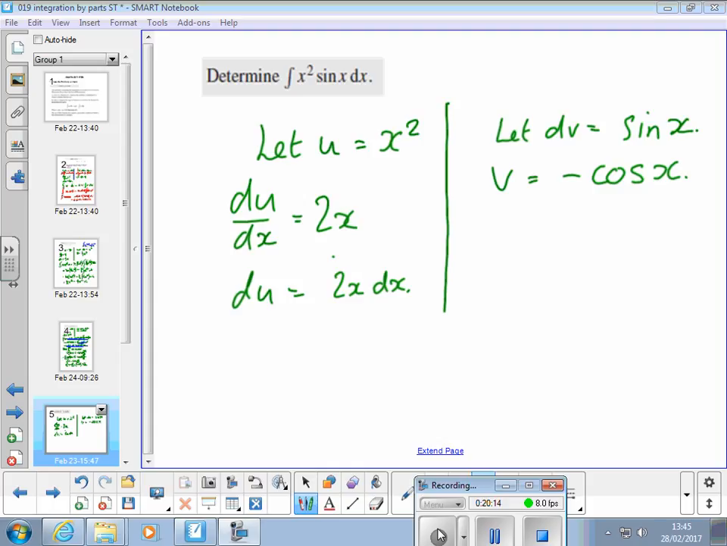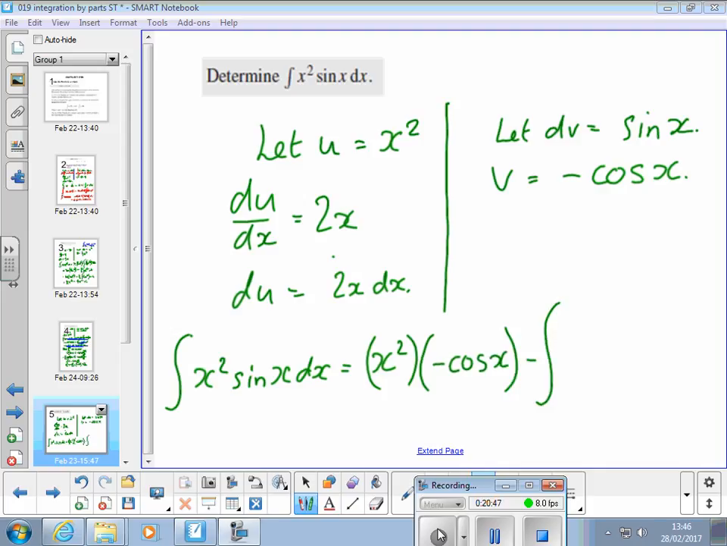So plug that into the formula for integrating by parts. The integral of x squared sine x dx is equal to, we want u, which is x squared, multiplied by v, which is minus cos x, minus the integral of v, minus cos x, times du, which is 2x dx.